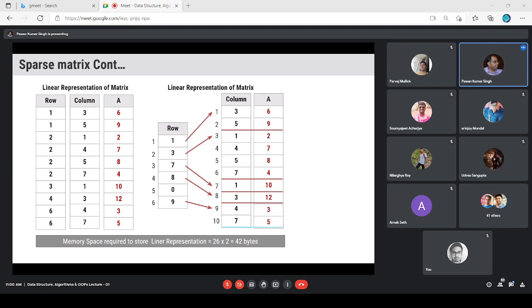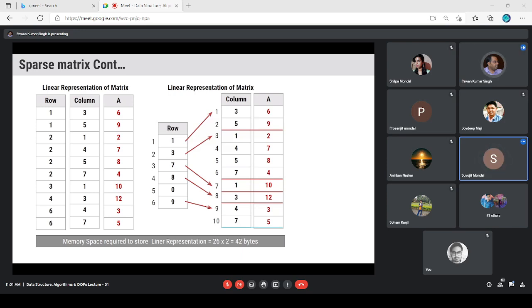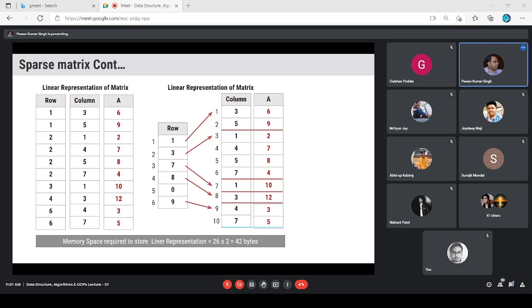77, 78, 79, present, sir. 80, 81, yes, sir. 82, present, sir. 83, yes, sir. 84, present, sir. 85, present, sir. 86, present, sir. 87, 88, present, sir. 89, 90, present, sir. 91, 92, 93, 94, 95, 96, present, sir.